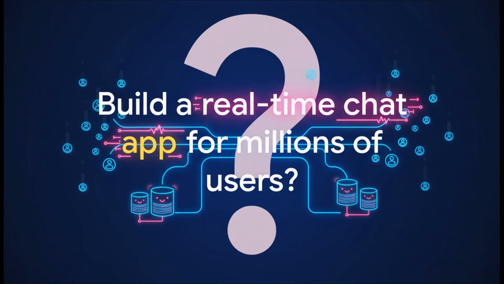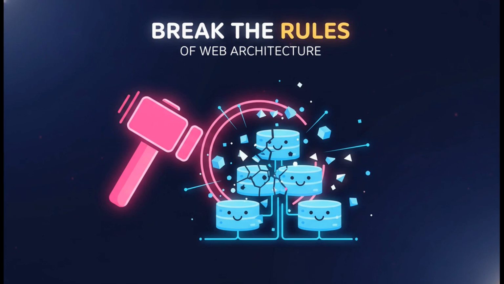Okay, so here's the challenge. You need to build a real-time chat app. Messages have to show up instantly for literally millions of users. Sounds simple enough, right? Wrong. The fundamental way the web was built is actually working against us here. You see, to make this happen, we have to take a core principle of modern web architecture, something we talked about back on day 10, and just shatter it.